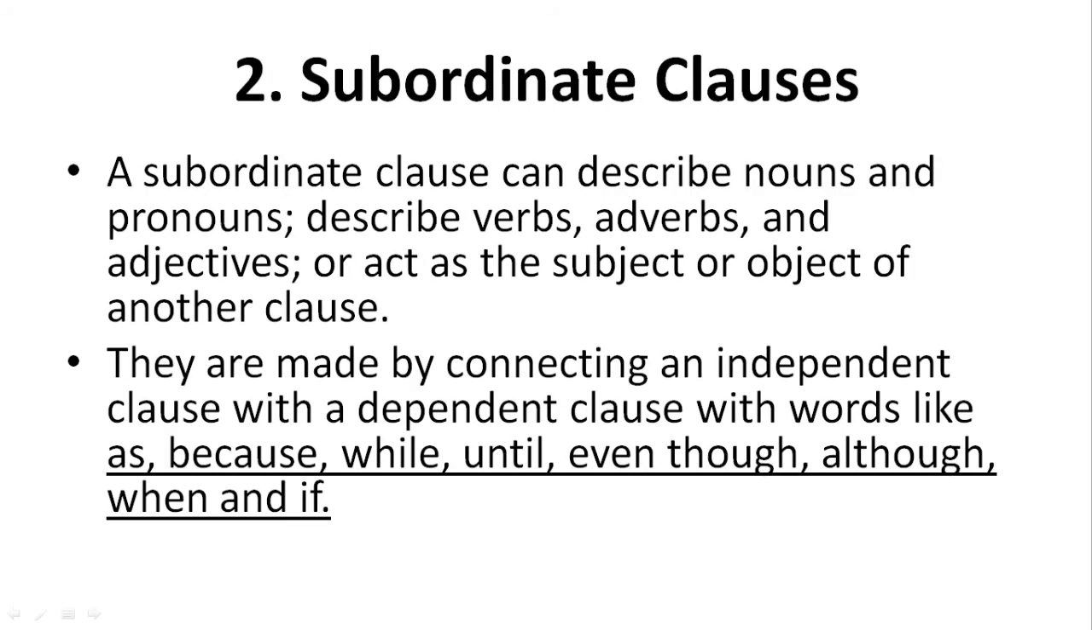The second type is subordinate clauses. A subordinate clause can describe nouns and pronouns, describe verbs, describe adverbs and adjectives, or act as a subject or object of another clause. They are made by connecting an independent clause with a dependent clause with words like because, while, until, even though, although, when, and if. So by using these words you can make a subordinate clause, or in other words we can make a complex sentence.